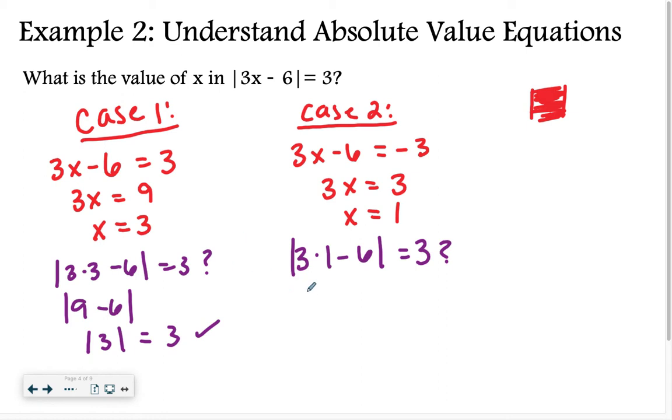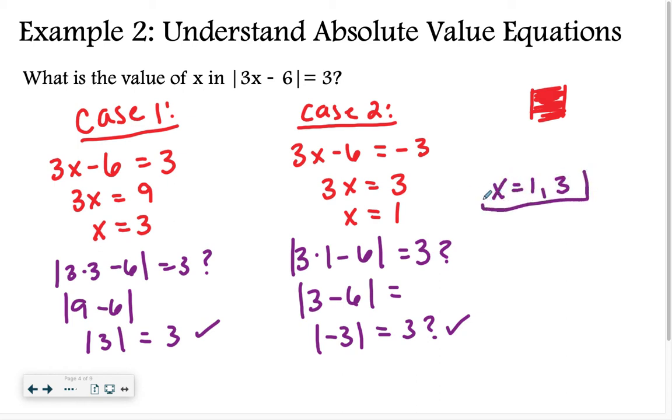Okay, so then 3 times 1 is just 3 minus 6. So I have the absolute value of 3 minus 6. And then 3 minus 6 is a negative 3. The absolute value of a negative 3, is that 3? Yes, so I know that my answers are correct. So that means my answers are x equals 1 and 3. Okay, so that is how you solve a slightly more complex absolute value equation.